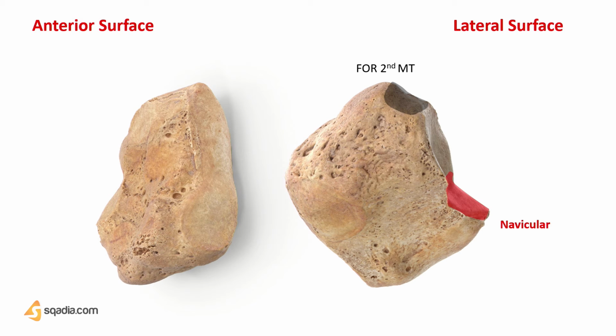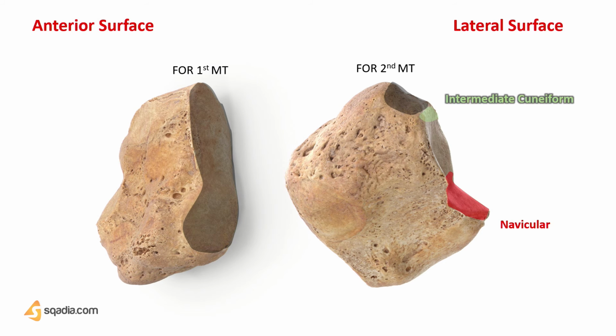The intermediate cuneiform has a Lisfranc ligament, which is a pivot ligament that provides foot stability. Talking about the anterior surface, it is kidney-shaped and articulates with the first metatarsal bone. It has a drive for the attachment of the tendon of tibialis anterior.